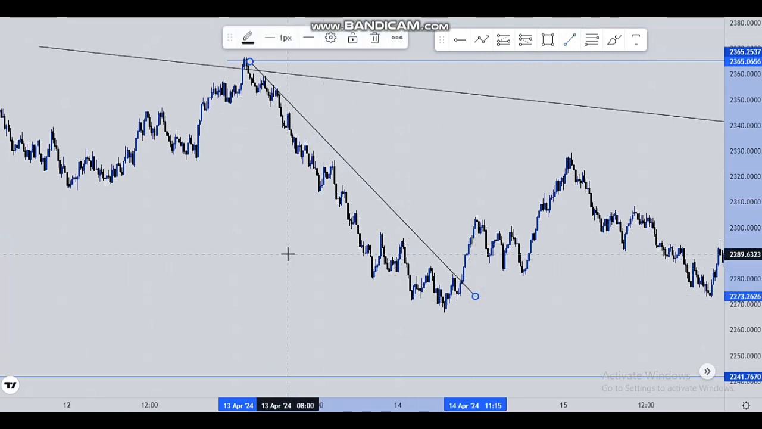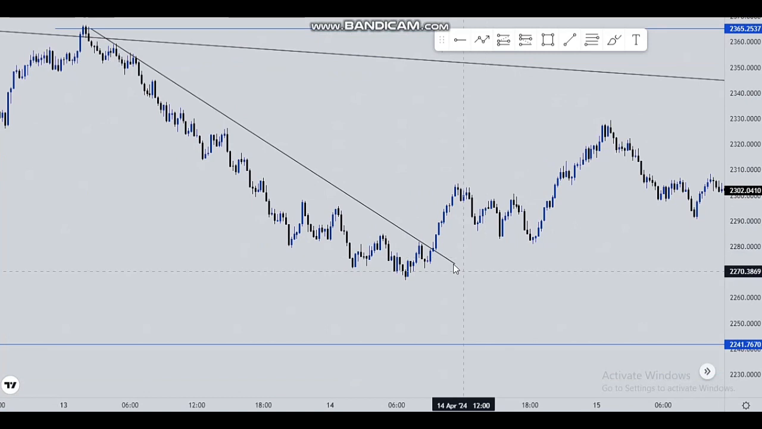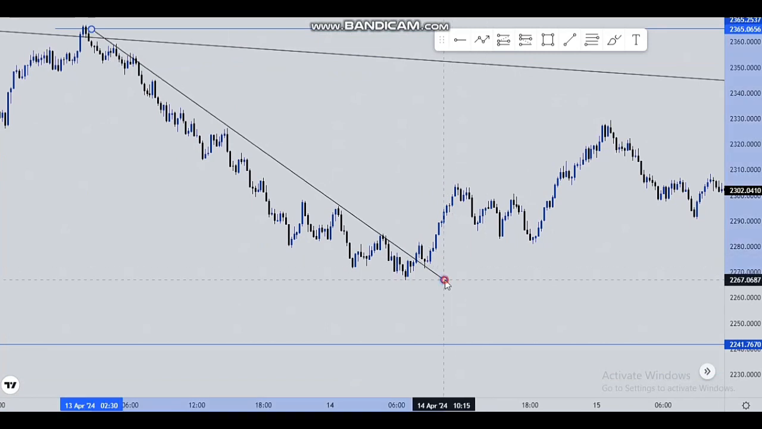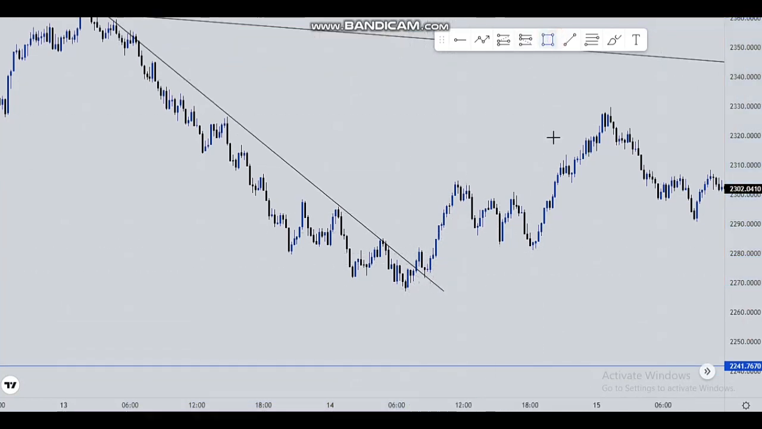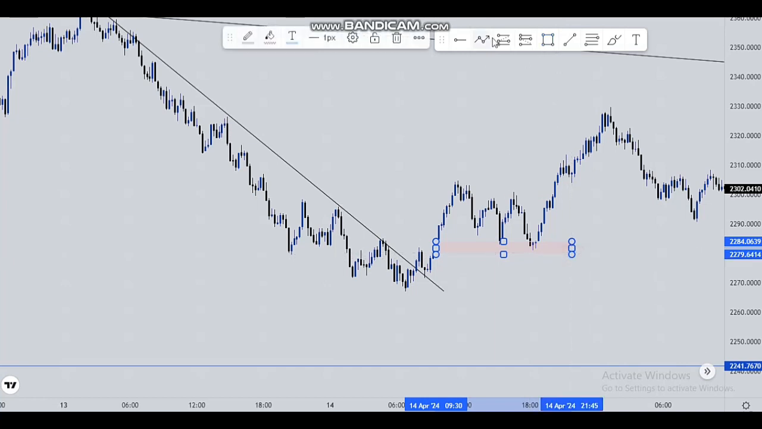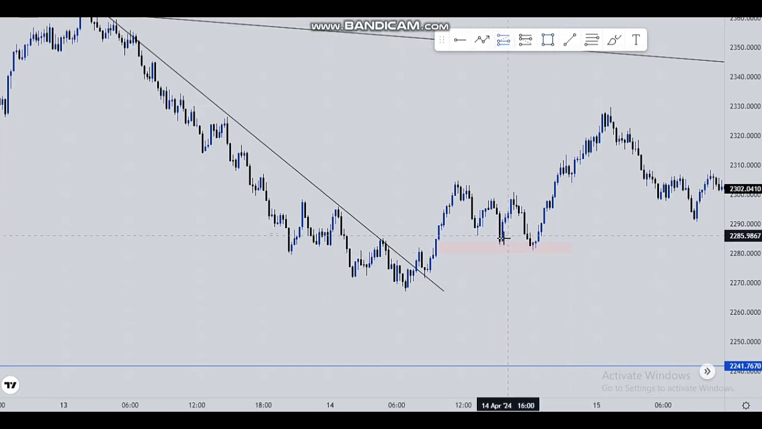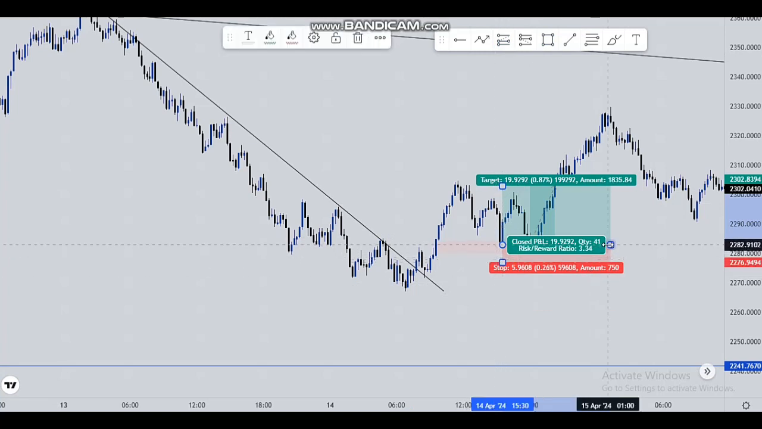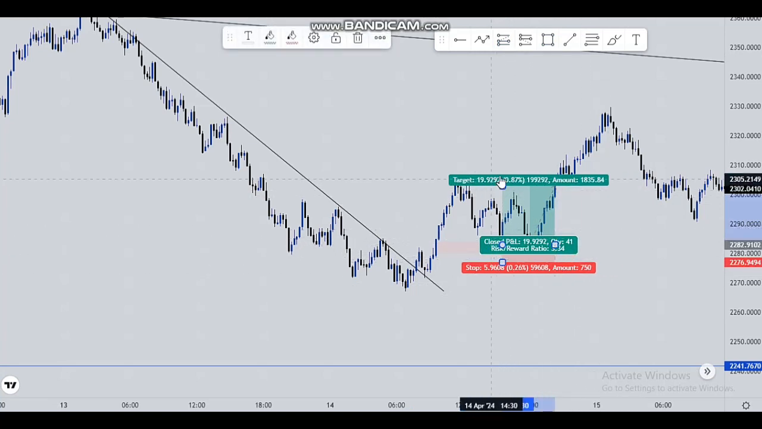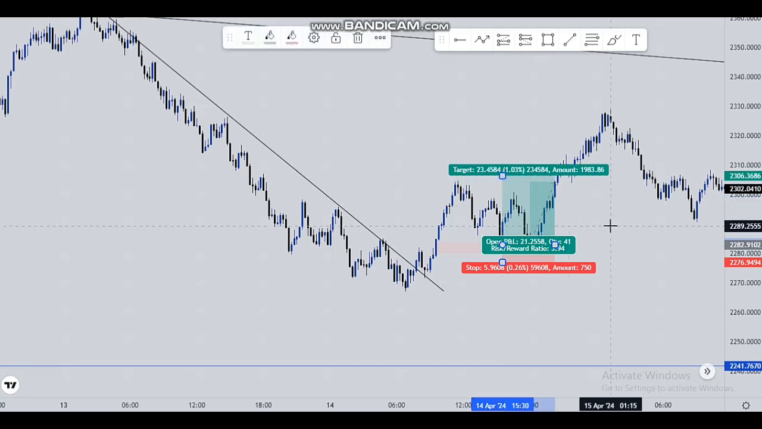Where did the structure break? Sorry, this is it. Where did the structure break? Exactly this level. Where is the imbalance? If you check from this level to this level, there is no imbalance, except the first imbalance I can see here is from this zone here. That's your first entry. You execute, target 1 to 3. Very, very simple. 1 to what? 3. You bank that profit.